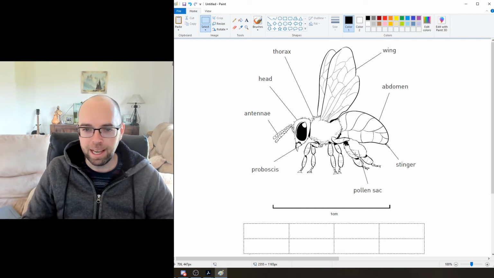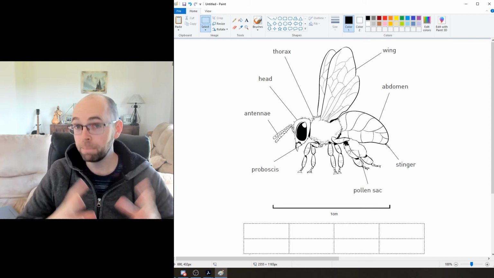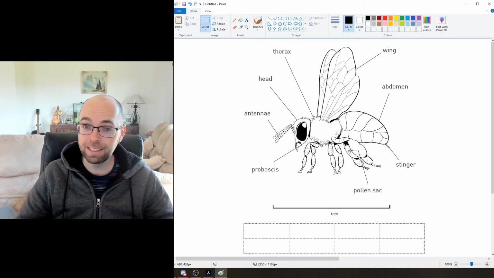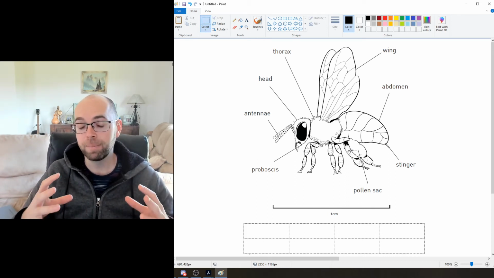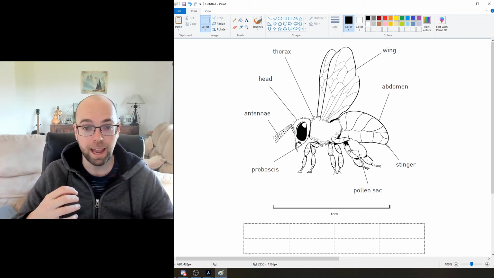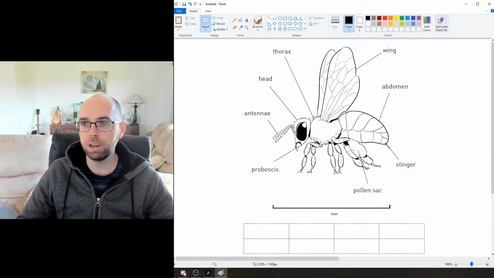Now, the pollen sacs are attached to the back of its legs. Remember I said that the main reason a bee goes to a flower and pollinates it is because it actually wants to gather food. It doesn't take the nectar back home as much as it gathers the pollen. The pollen is what the bees need to eat back at the hive, and it carries the pollen on the back of its legs, on these pollen sacs. And I'm going to show you a picture of this.